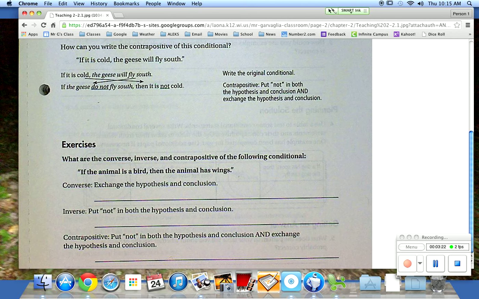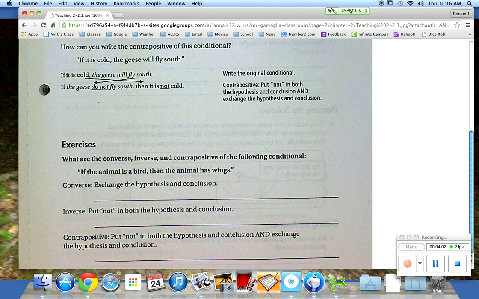If the animal is a bird, then the animal has wings. What's the converse? Casey? How would you write that? If the animal has wings, then an animal is a bird. Yes, it is. Not a bat, it doesn't fly. Neither is an ostrich.